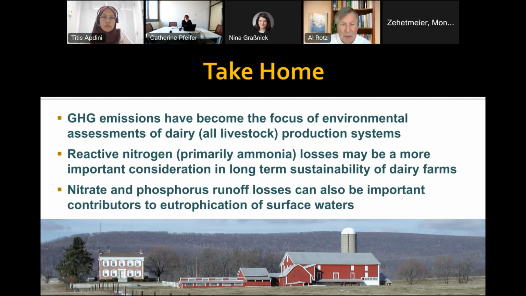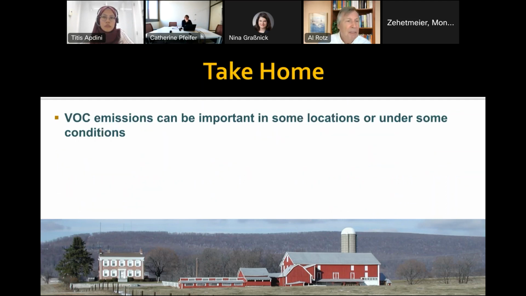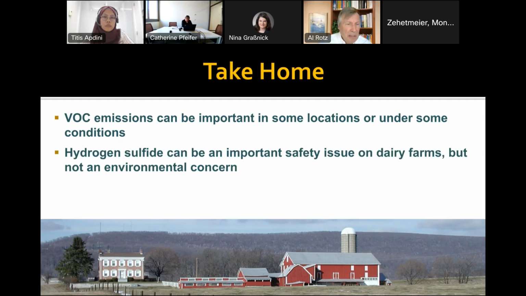Eutrophication of surface waters has become a very important problem. VOC emissions in some locations, particularly like the Central Valley of California, just because of the configuration of the terrain and so forth, tend to be a greater issue. We didn't talk much about hydrogen sulfide. It can be a very important safety issue. We have people dying pretty much every year when manure storages are stirred. Large amounts of hydrogen sulfide can be released, which can be very toxic to those in the area. Other than that, though, their relative importance on the environment overall is very small coming from dairy farms.